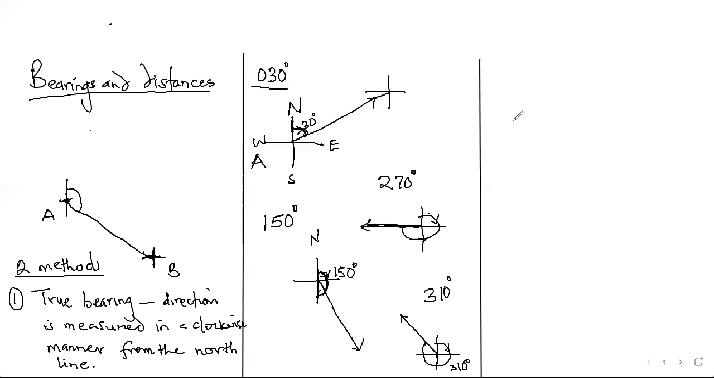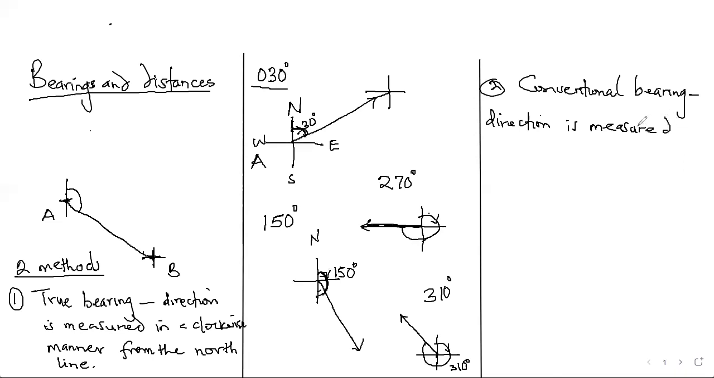The second method is the conventional bearing. Here, direction is measured east or west of the north-south line. So what do I mean?